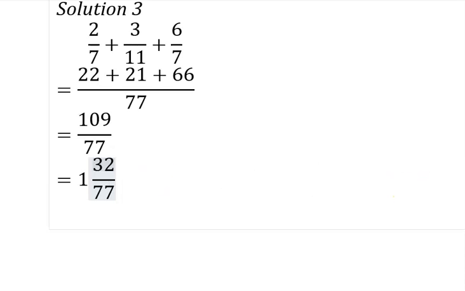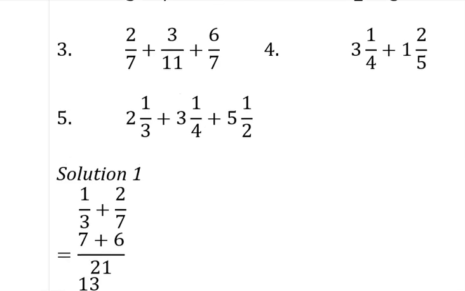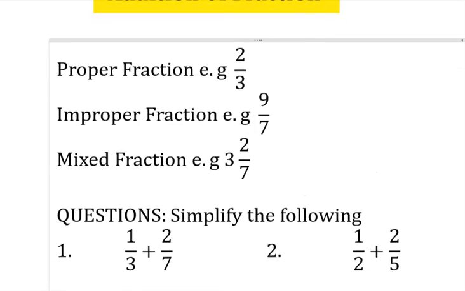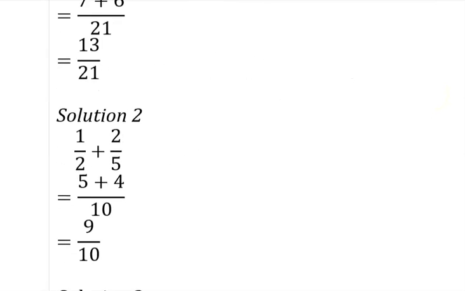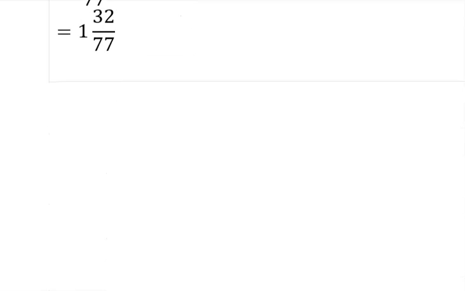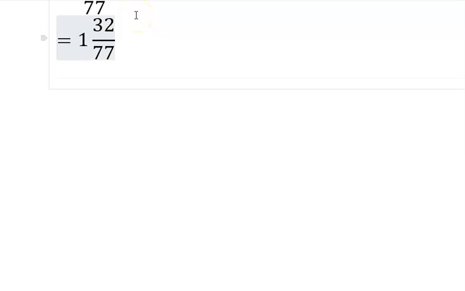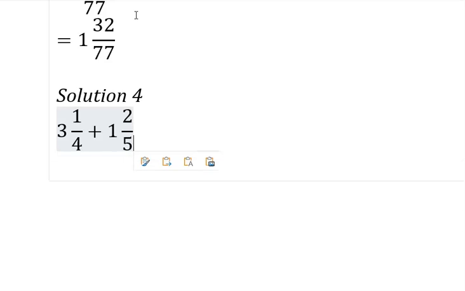So let's dive straight to question number 4. This one involves mixed fractions. So we'll come here and say solution number 4. Great. This one involves mixed fractions. So we have 3 and 1 over 4 plus 1 and 2 over 5.